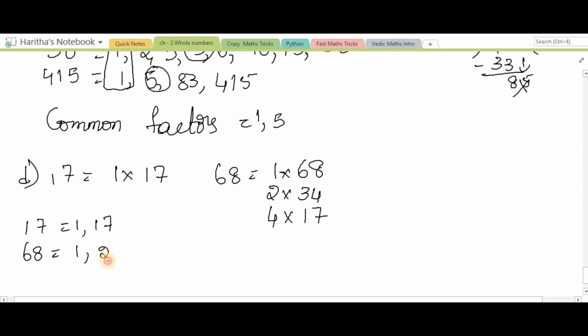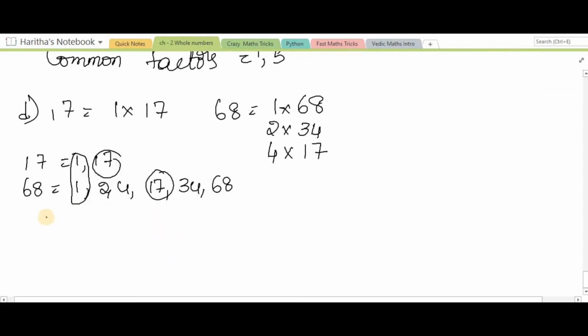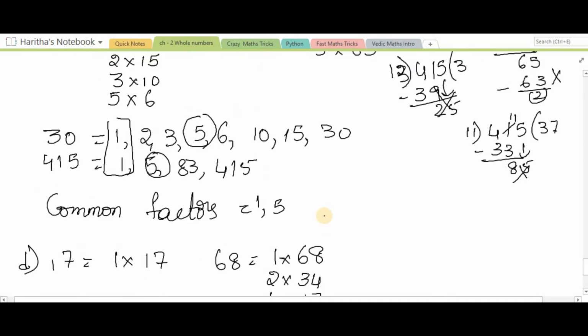When a number is a multiple of the other number, by that we can easily say that those numbers do not belong to the co-primes, because 17 and 68 are multiples of each other, so that is the reason I am saying that they are not co-primes. In that way also you can check. Move on to the next question.